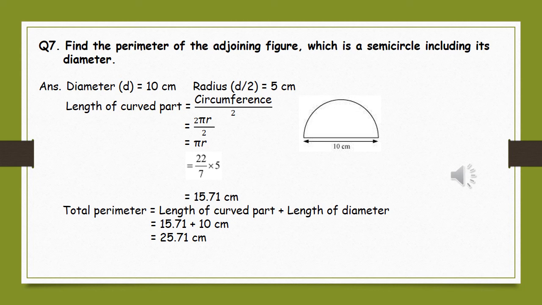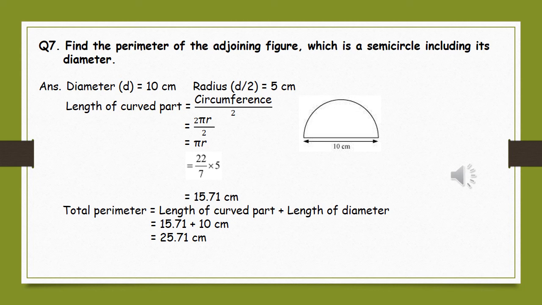Length of the curved path will be half of the circumference. Circumference means the total length of the boundary if we take a complete round around the circle. Here curved path means half of the boundary. So 2 pi r by 2, or pi into r. Pi value is 22 by 7 into radius 5. So if we calculate, we get 15.71 centimeter.